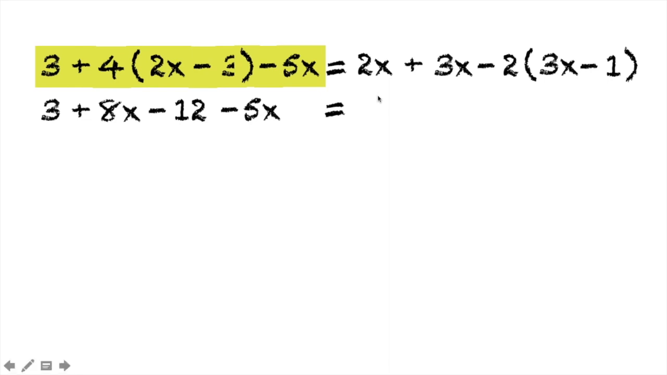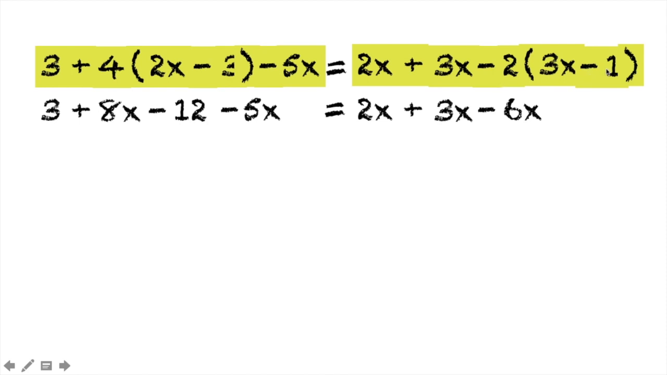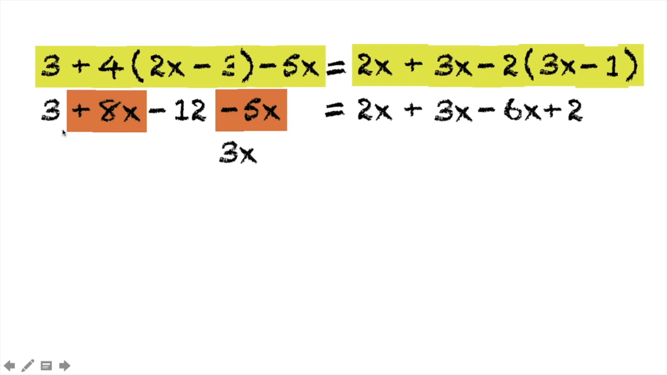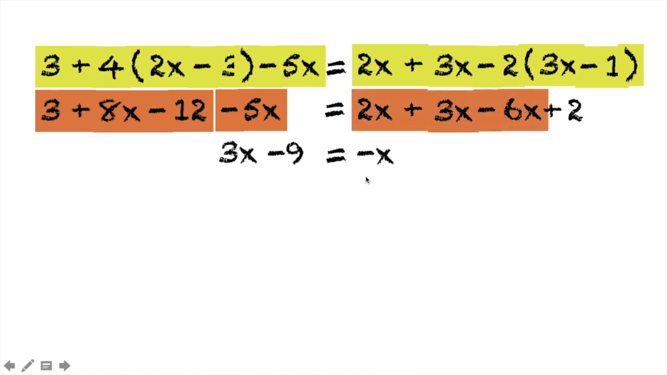Then on the other side, we have 2x plus 3x. Then distribute negative 2 to 3x minus 1. So that gives us negative 6x, and then negative 2 times negative 1 will give us positive 2. Then we'll put everything together. So we have here 8x and negative 5x will be combined into 3x. And then we have 3 and negative 12 put together will give us negative 9. On the other side, we can put together 2x plus 3x minus 6x. That leaves us with negative x. And then copy the remaining units, we have positive 2. So that leaves us with 3x minus 9 is equal to negative x plus 2.